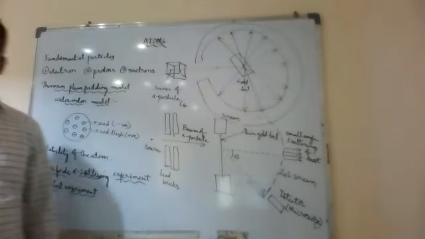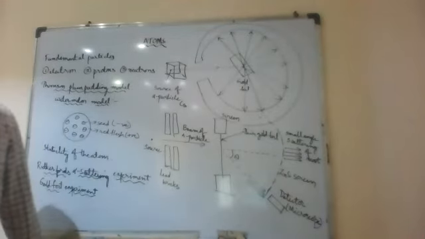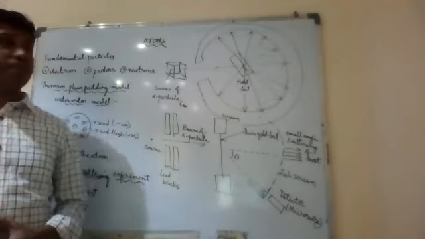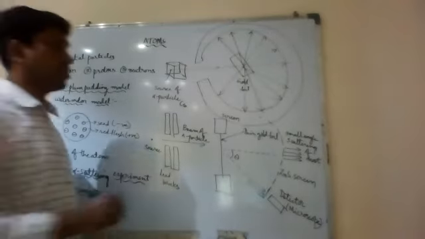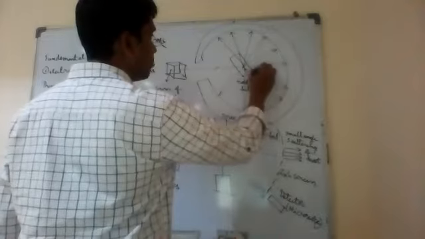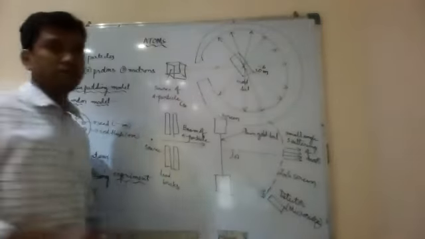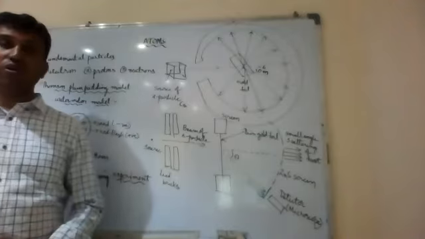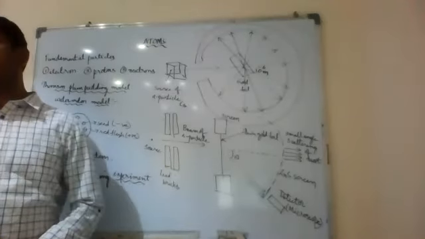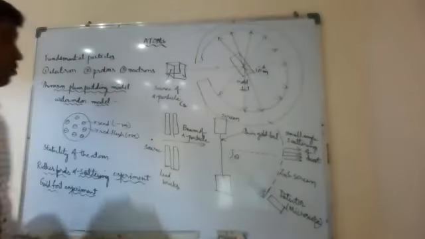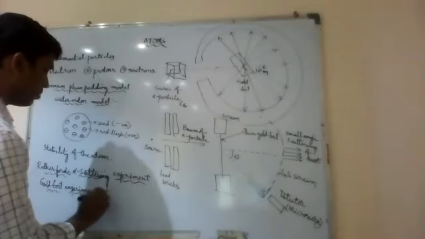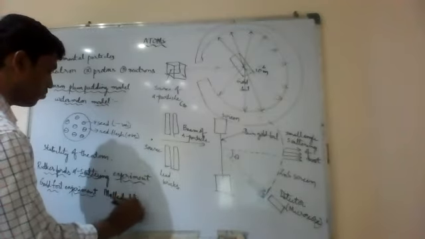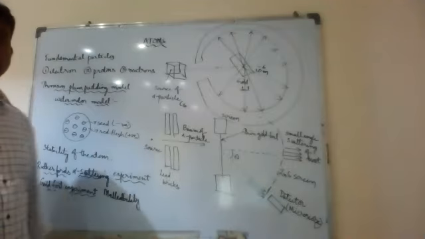Then the gold foil is very thin, in micrometers, 10 to the power of minus 6 meters. Why has he taken that much, and why only gold? Gold has a very important property called malleability. What is the meaning of malleability? It can be transformed into very thin sheets.